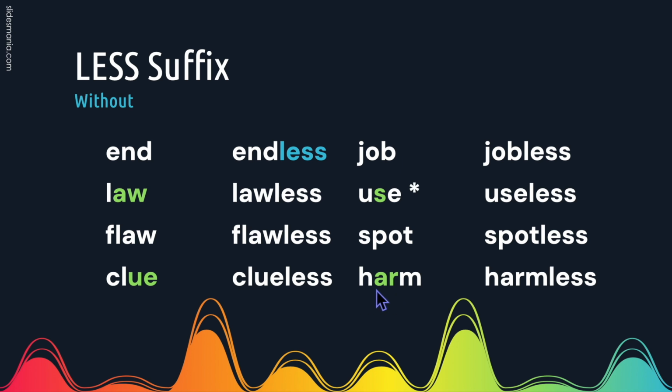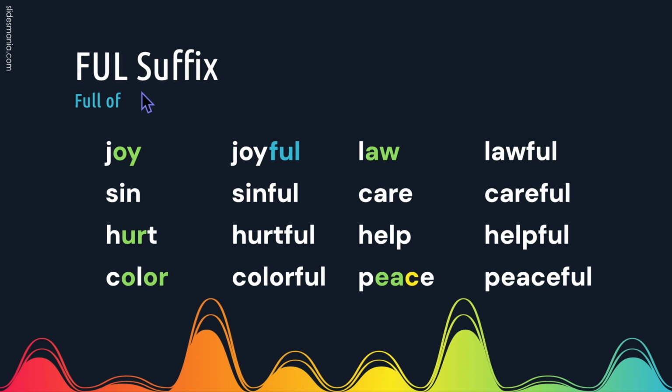AR says ar. Harm, harmless. Full, with one L, is the suffix that means full of. OY says oi. So here is joy, joyful. Joyful means full of joy. AW says aw. Law, lawful. Sin, sinful. Care, careful. UR says ur. Hurt, hurtful. Help, helpful. Somebody who is helpful helps a lot.